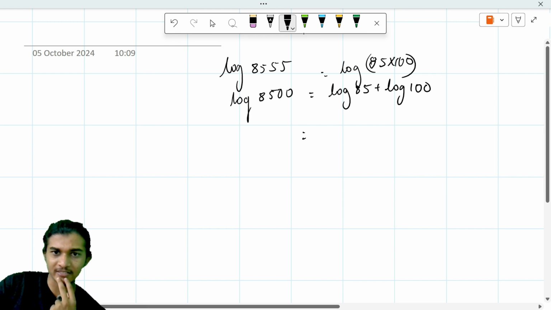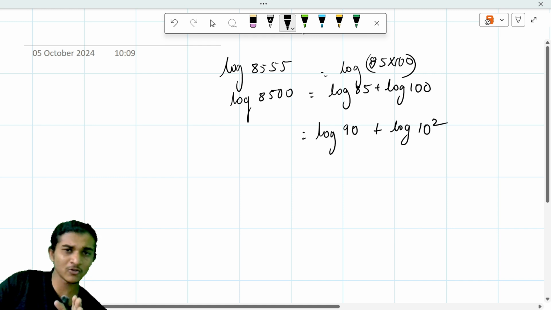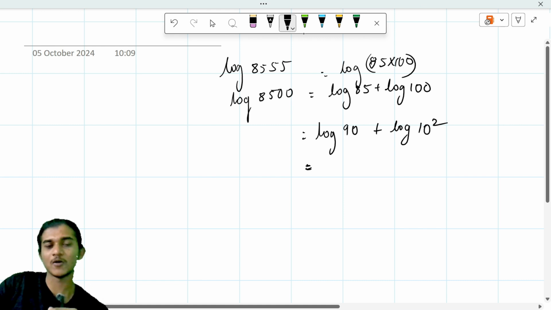And then log 85, I can approximately write it as 90. Just approximate to the nearest values. That's it. You don't have to find exact values. Approximation is almost enough to solve any kind of competitive exam problems. You don't get that much error.